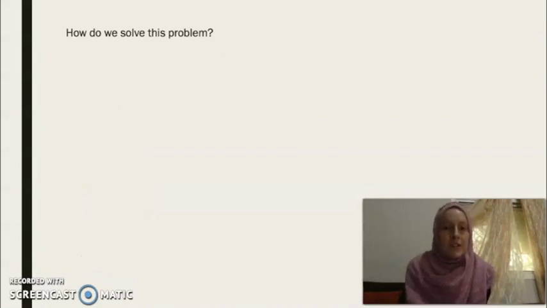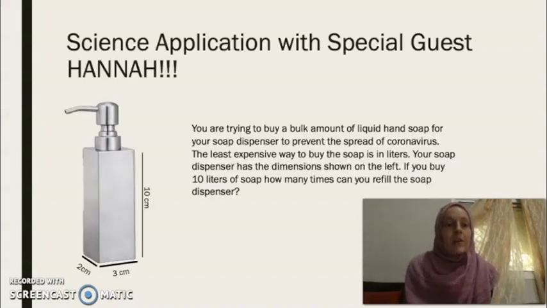So what I want you to do is pause this video and think about how could we solve this problem. If you look back to this slide here, our soap dispenser has dimensions that are measured in centimeters, and our soap that we are purchasing is going to be in liters. So think about how we might relate those two units to each other and be able to get to an answer.